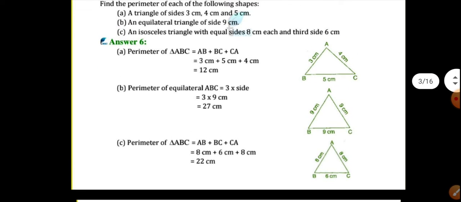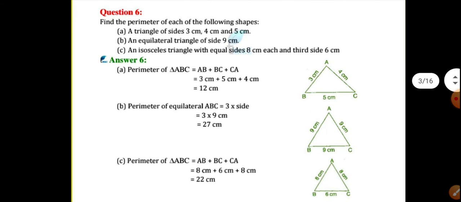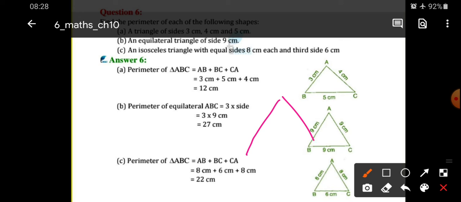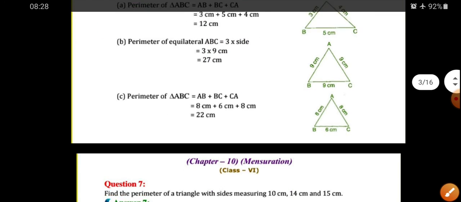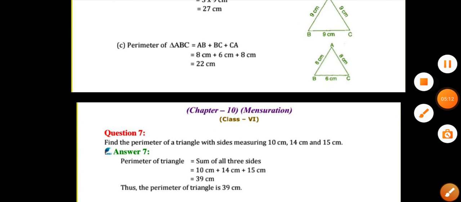Next, an isosceles triangle with equal sides of 8 centimeter and third side 6 centimeter. In an isosceles triangle, two sides are the same, that is 8, and the third one is 6. So you have the measurements of the sides 8, 8 and 6. Add them up. So 22 centimeter is the answer.